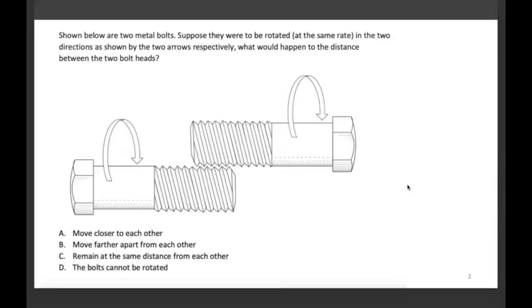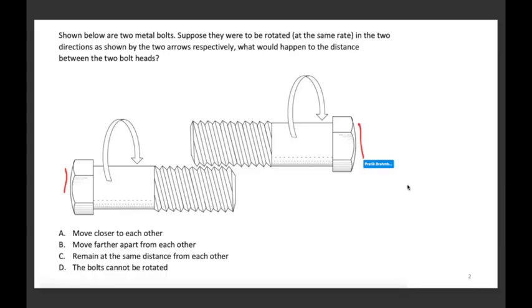We'll begin today's session without wasting much time. First question. You're shown here two metal balls. Suppose they were to be rotated in two directions as shown in the arrow, respectively, what would be the distance between the two balls' head? You're given two arrows and they're rotating in the direction shown. When they rotate, what will be the distance between the bolt heads? These are the bolt heads.